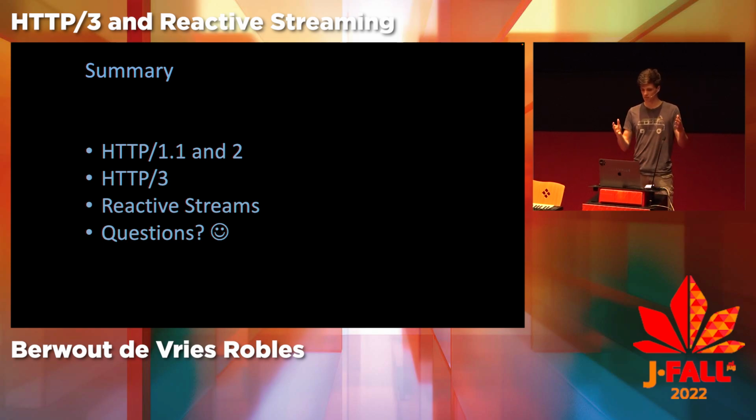So we've seen a little bit of history. HTTP 1.1, HTTP 2, the problems with head-of-line blocking they had, the problems with TLS encoding they had. Then we've seen how HTTP 3 attempts to solve these problems.